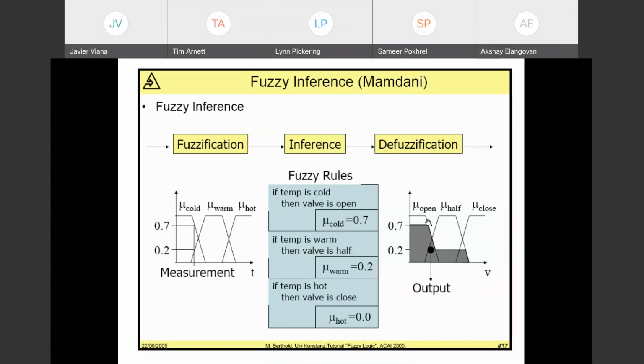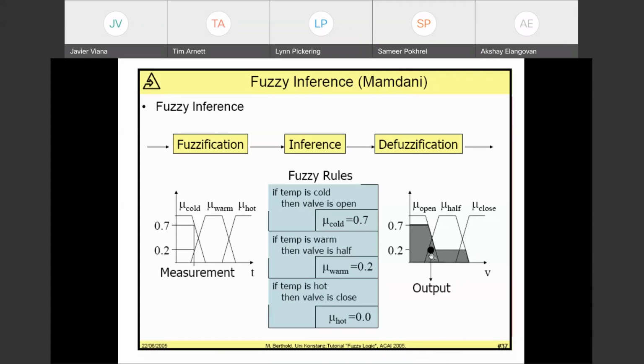So we're going to have some contribution from mu open. And if temp is warm, then valve is half. So we know if it falls in here, we'll have some contribution from this membership function. And then we can go through the same thing that we calculated earlier, which is the minimum, maximum, etc. And if you do that, you wind up with these truncated, in this case, trapezoids, to get this overall output distribution for what our action should be.